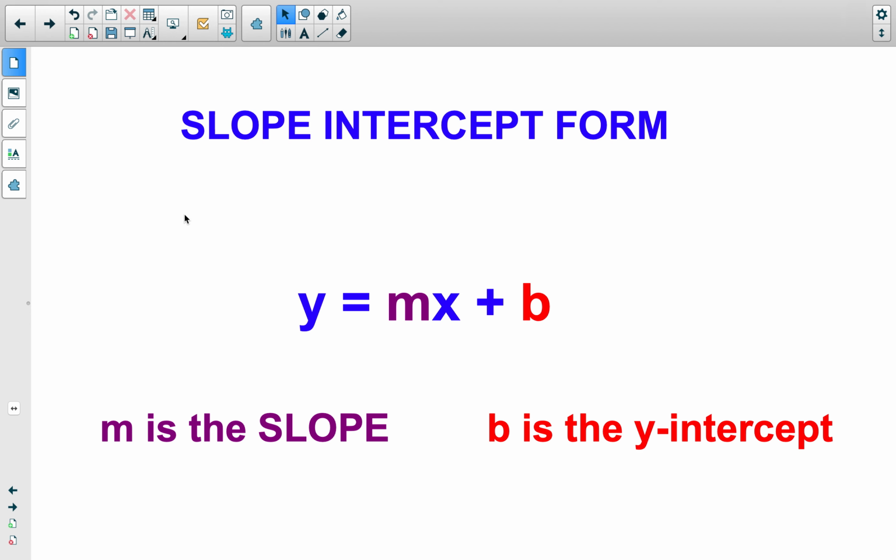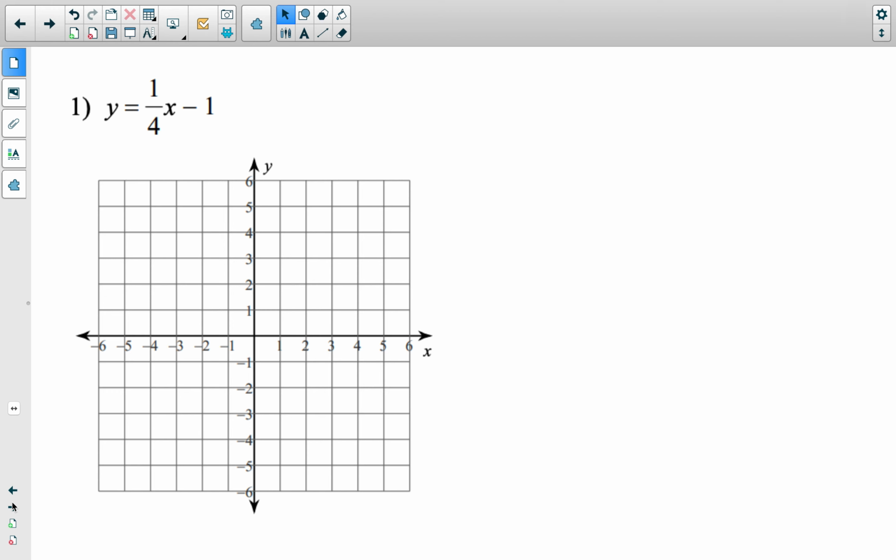And the format for that is y equals mx plus b, where m is the slope, remember that's rise over run, change in y over change in x, and b is the y-intercept. A y-intercept is where the graph crosses the y-axis. So in your packet, number 1 looks like this, and we are going to do this one together.